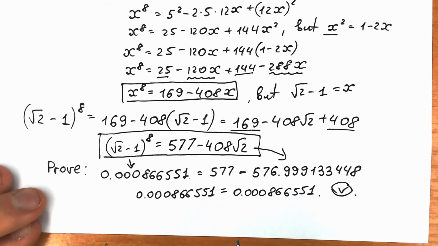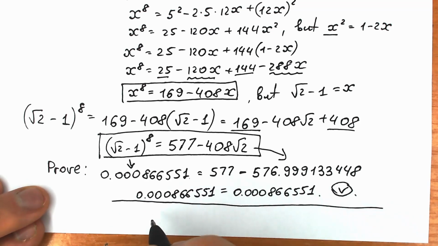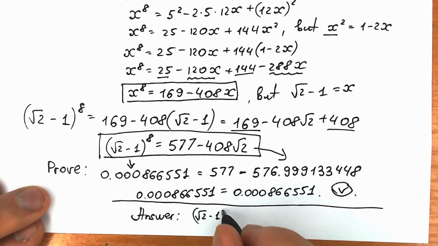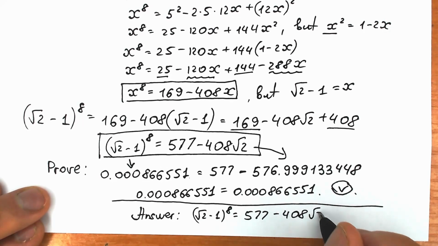So let's write our final answer. Let's write it right here. I don't have enough space, but I hope you see this answer. So our answer to this question, we are talking about square root of 2 minus 1 to the 8th power, and this is equal to 577 minus 408 square root of 2.